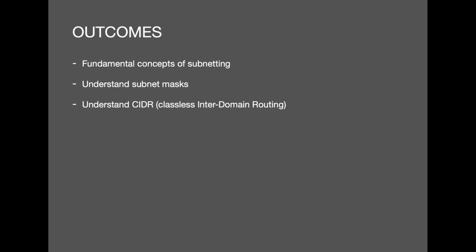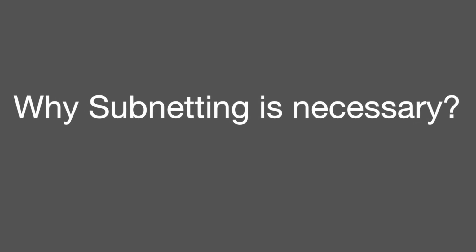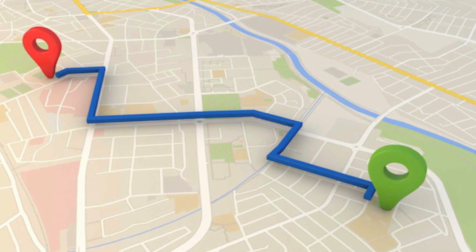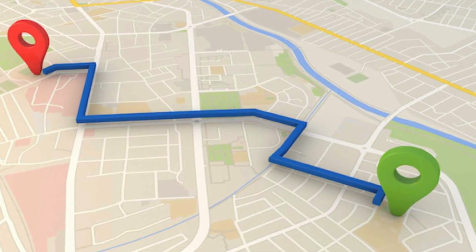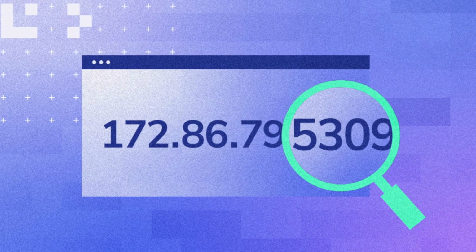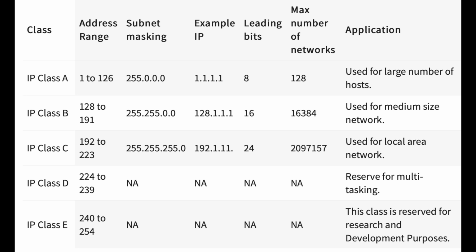So, let's dive in. To start, let's understand why subnetting is necessary. Imagine the internet as a vast network of interconnected devices. When data needs to travel from one device to another, it needs a path. This is where IP addresses come into play. Address classes help organize the global IP space into discrete networks.